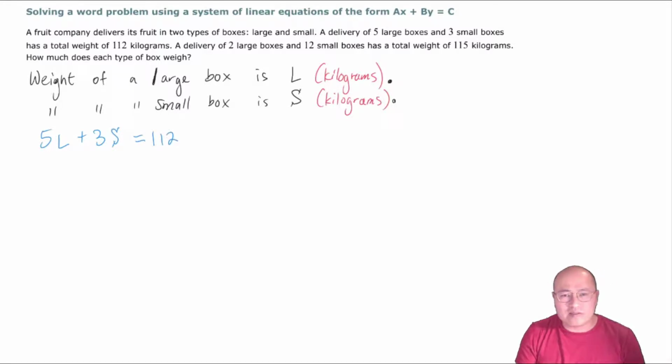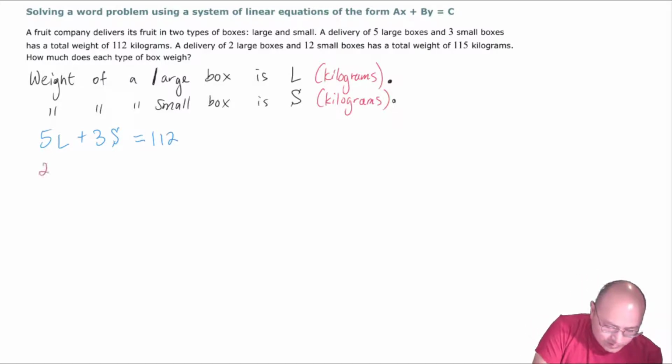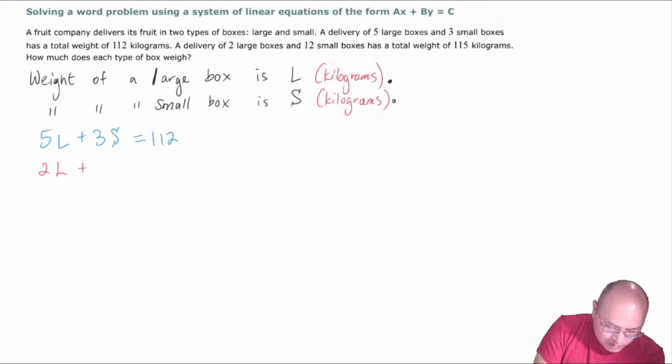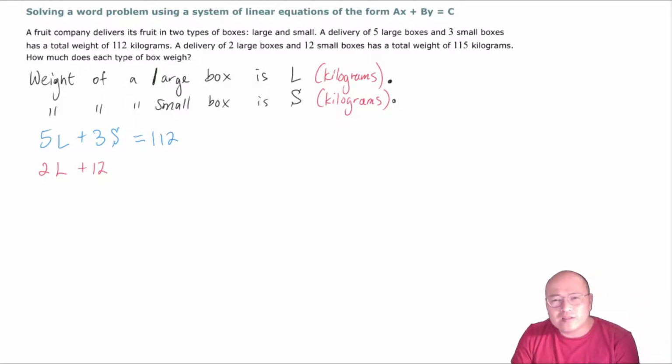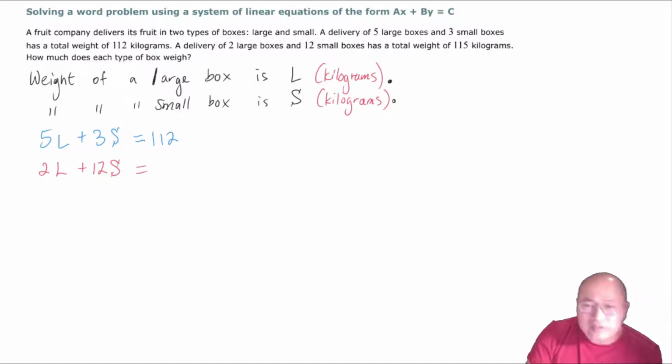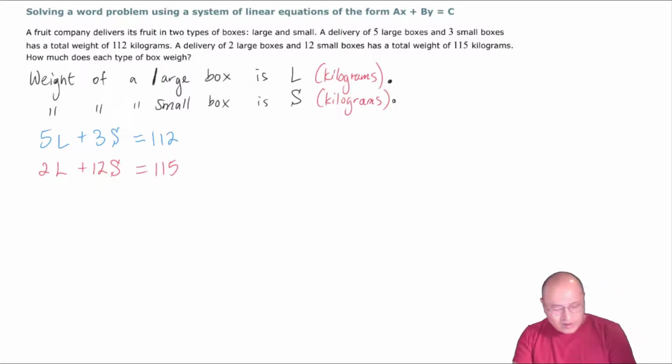And if you read the second sentence, you get a very similar pattern, and it's also going to be a kilograms equation. So we get 2 large boxes. So why don't we say 2 quantities of the weight of large boxes plus 12 times the weight of a small box is going to equal a total weight of 115 kilograms. And now we are ready to solve this system of equations.